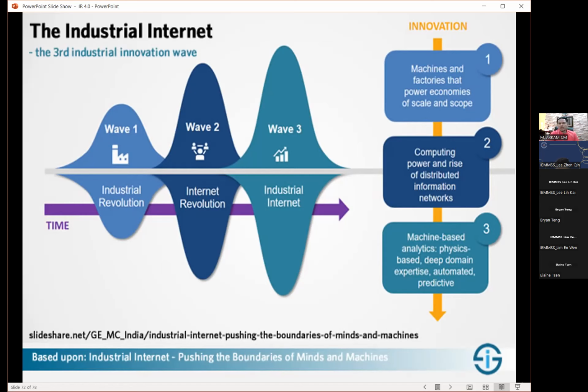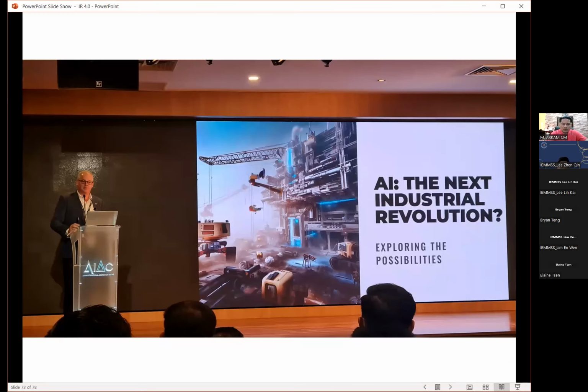Machines and factories that power economies of scale and scope, then it comes into computing power and the rise of distributed information networks. Then with these two married, you get machine-based analytics, physics-based deep domain expertise, and automated prediction through the industrial internet, the marriage between the industrial revolution plus the internet revolution, to become the third wave in our industrial revolution 4.0 now. Okay, what next?